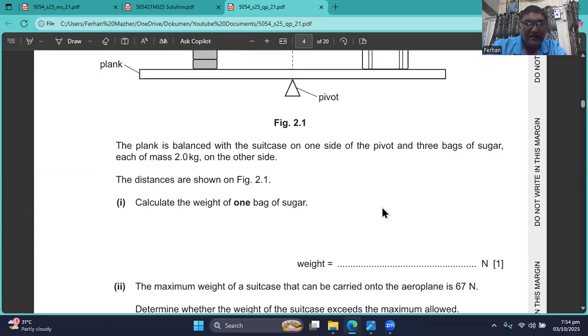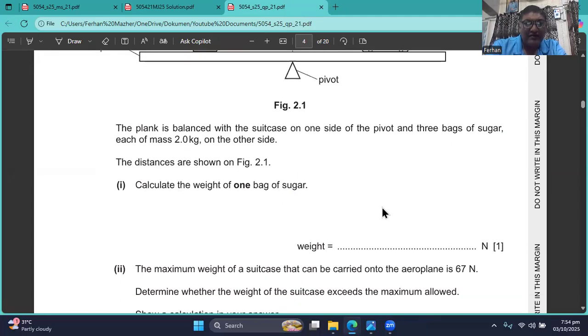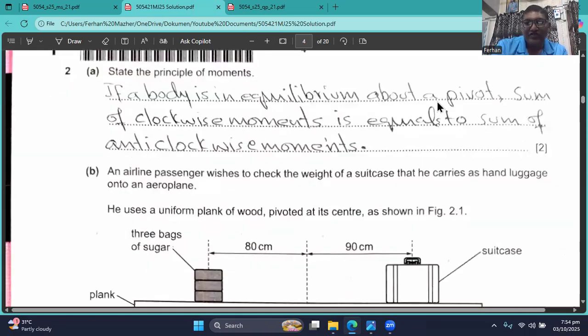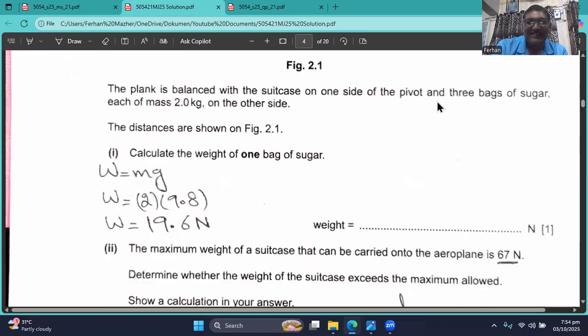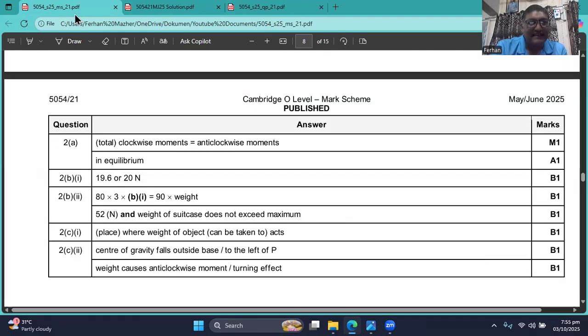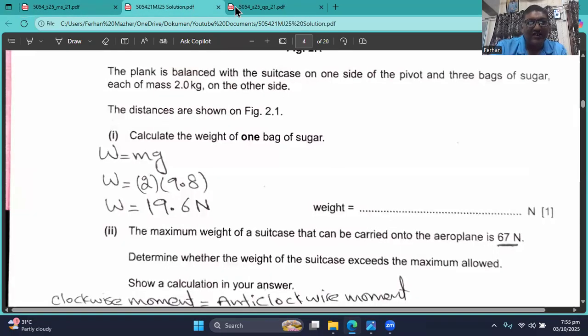So, we have to find the weight of the one. The distances are shown in the figure. Calculate the weight of 1 bag of sugar. You see, 1 bag of sugar is 2 kg. W is equal to mg. The mass is given. The g value is 9.8 newtons per kg. So simply apply that formula. W is equal to mg. Very famous and very favorite question of the examiners. W will be equal to 2 into 9.8, and W will be equal to 19.6 newtons. So 19.6 newtons is the right answer. This is how this is done.